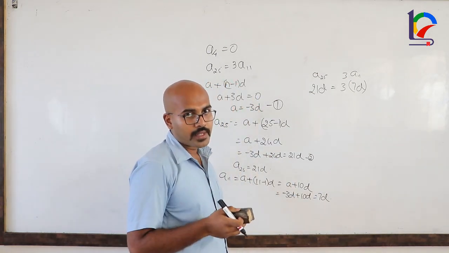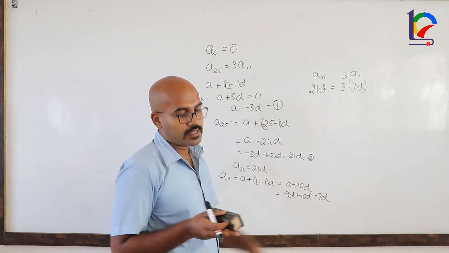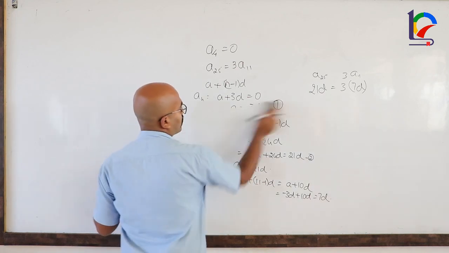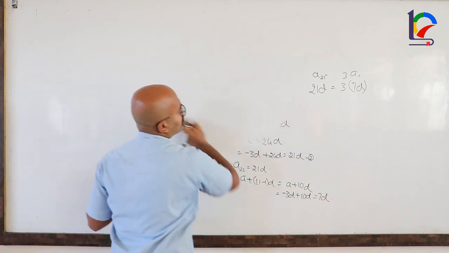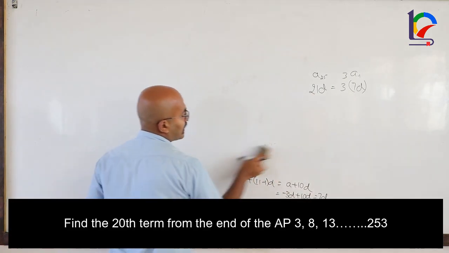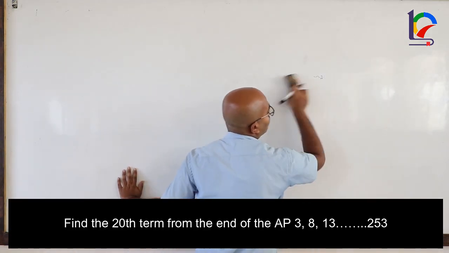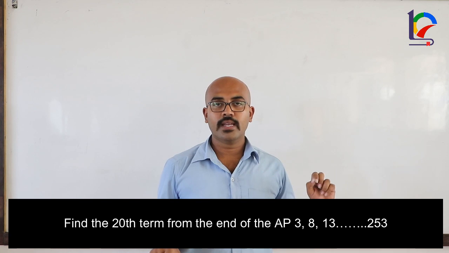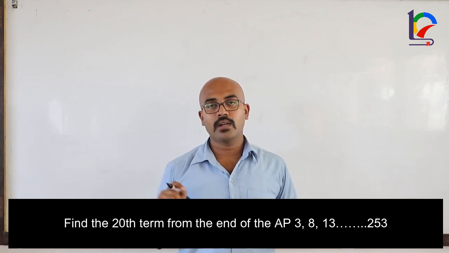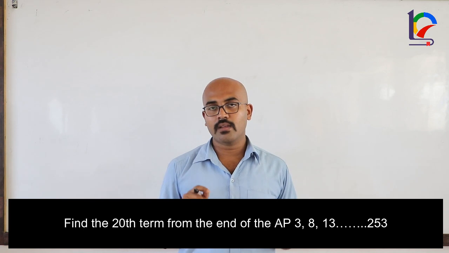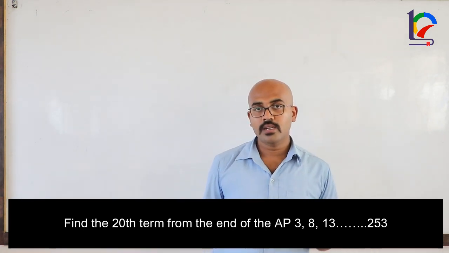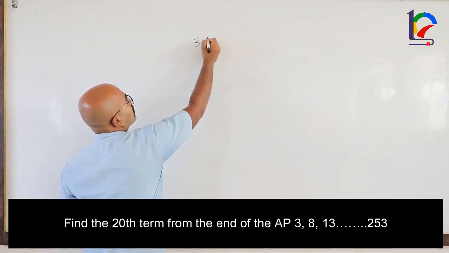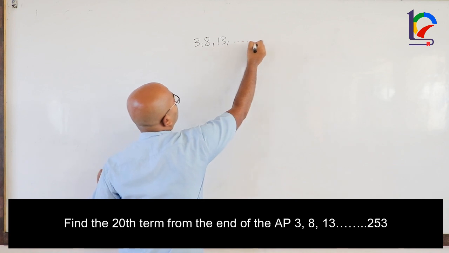So there is one more problem. They have given a sequence, that is 3, 8, 13, 18 and so on. There is a sequence of numbers. What you need to find is the 20th term from the last. So 20th term, not from the beginning, it is from the end. So please be careful, it's not from the starting. The terms they have given are 3, 8, 13, and so on.